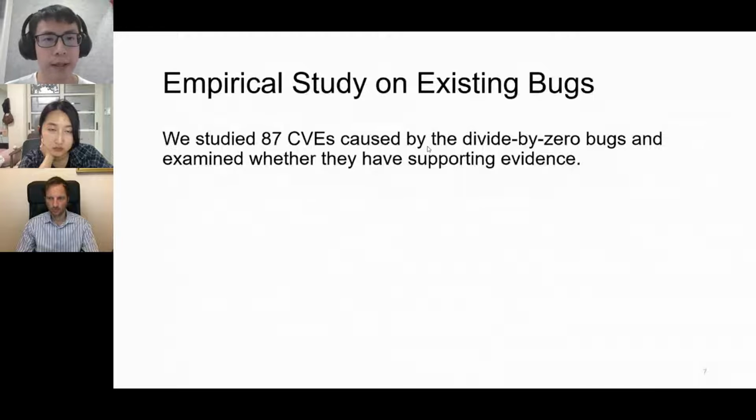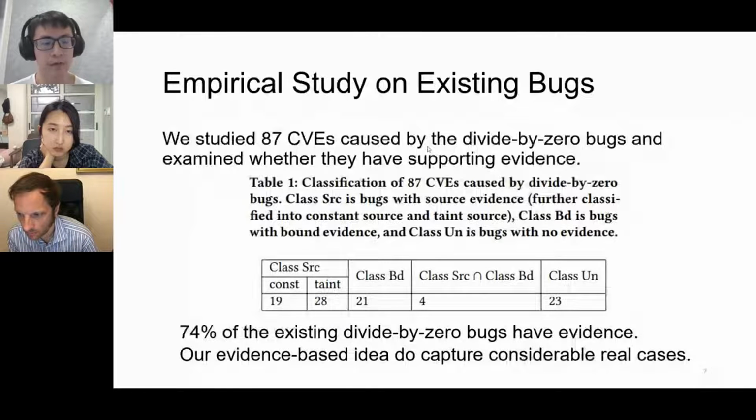Through an empirical study of 87 CVEs caused by divide-by-zero bugs, we found that 74% of them have evidence to support their bugginess. Therefore, our evidence-based idea does capture considerable real cases.